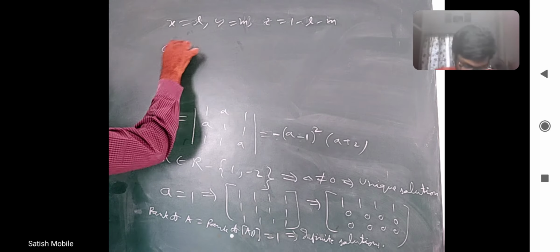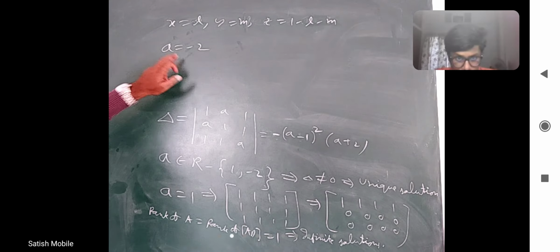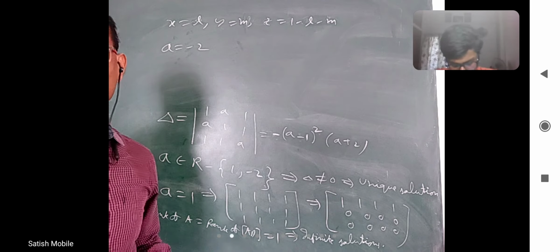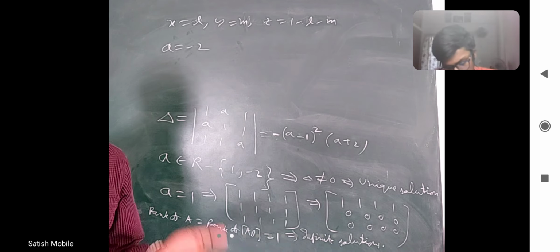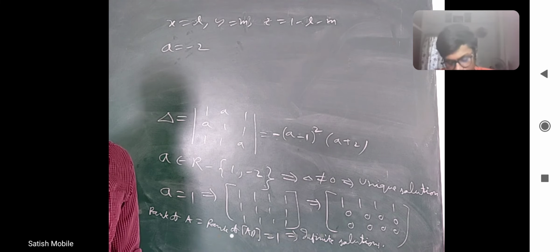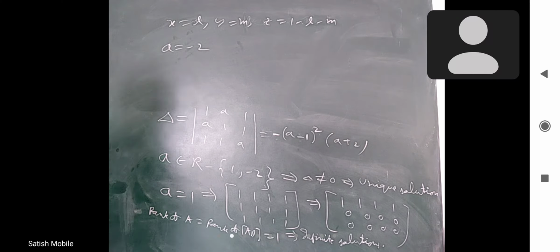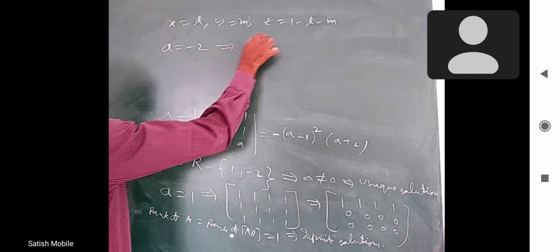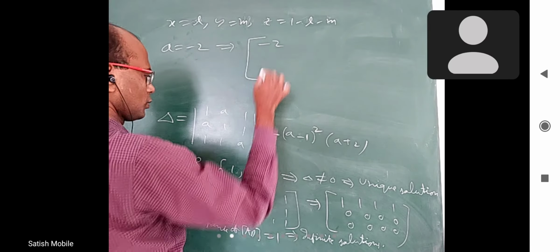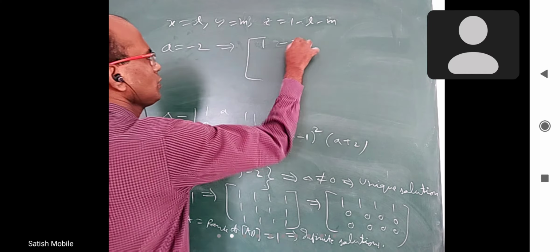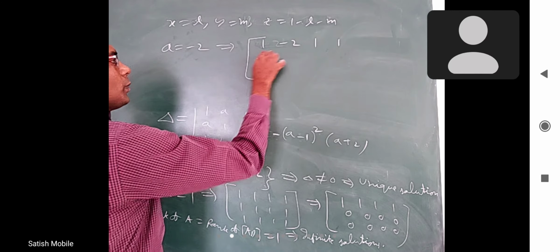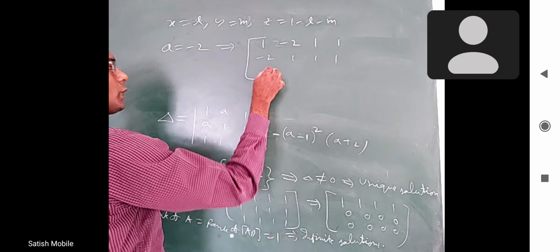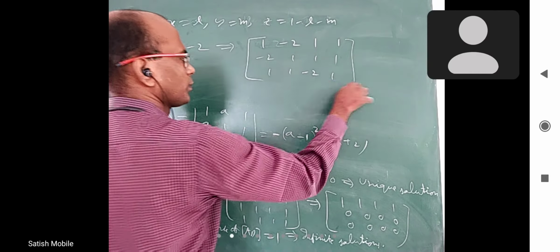When a equal to minus 2, even when a is minus 2 also, delta is 0. But you know, delta is 0 doesn't mean it's infinite solutions. It may be infinite solutions or no solution. So here a equal to minus 2 refers to no solution. Let us see why. That augmented matrix is now 1 minus 2 1 1, minus 2 1 1 1, 1 1 minus 2 1.